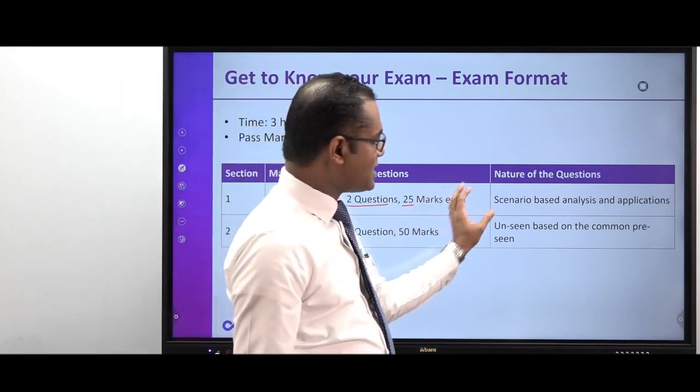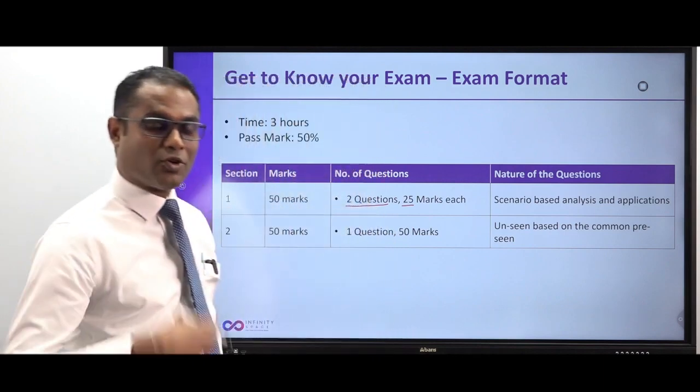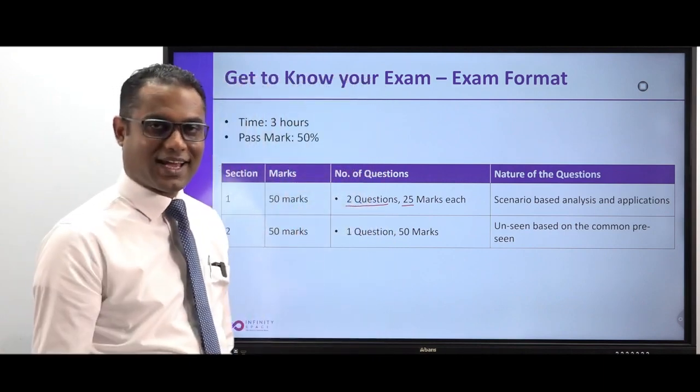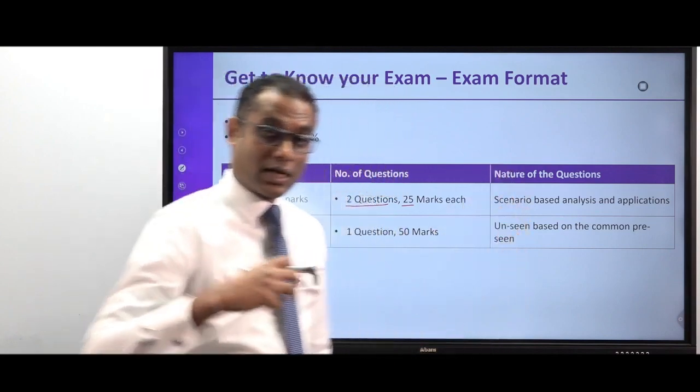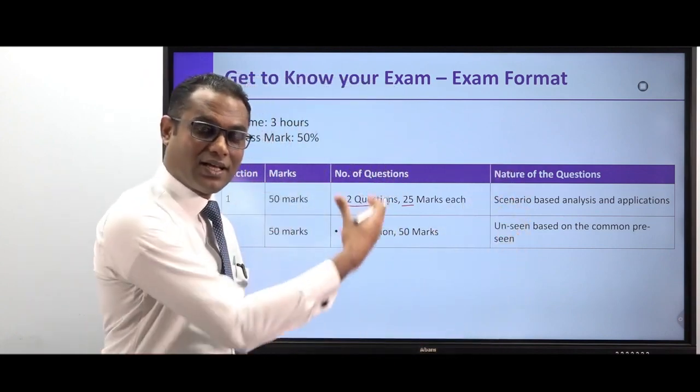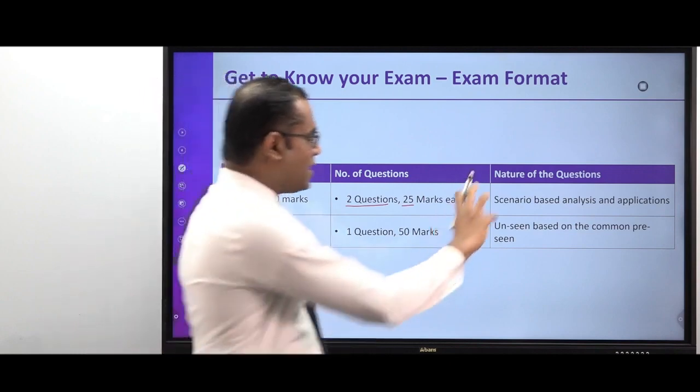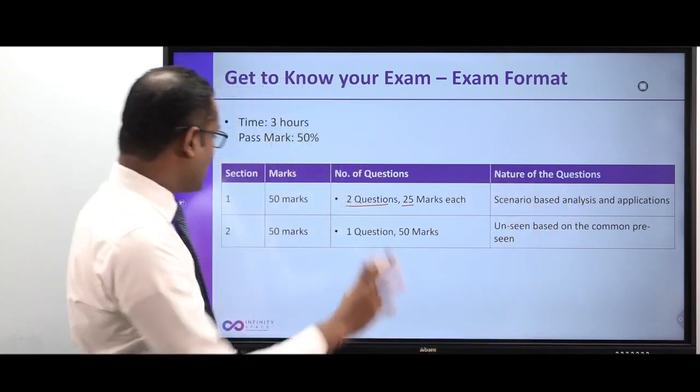These are actually scenario-based questions, right? Not direct questions about the accounting standards. Not the definitions and all that. So these are scenario-based questions. Application of the syllabus areas would be tested in these two questions.